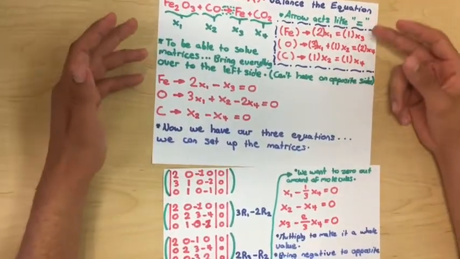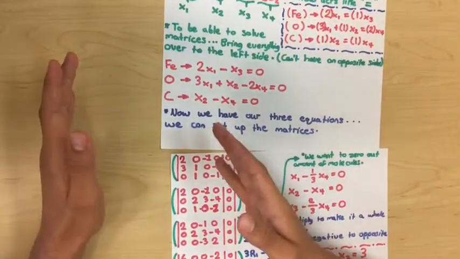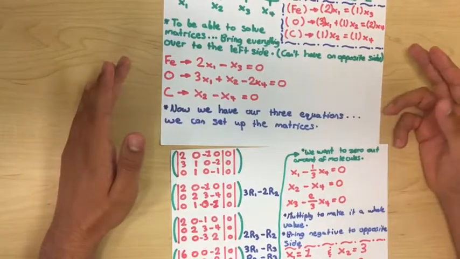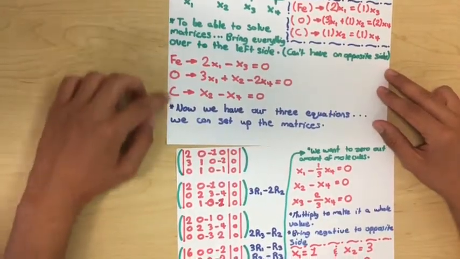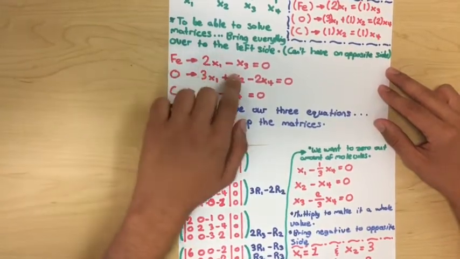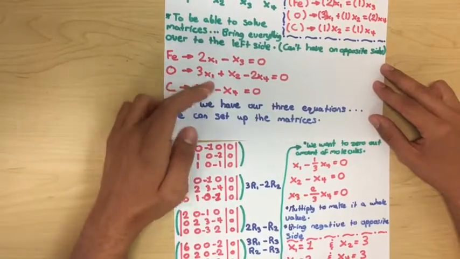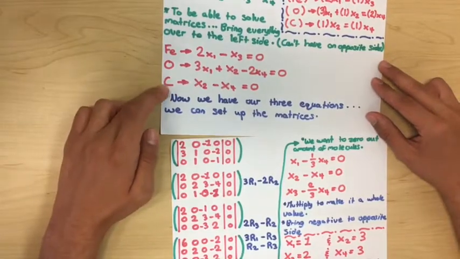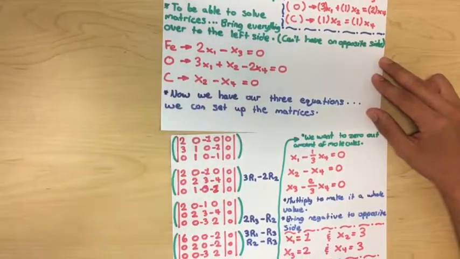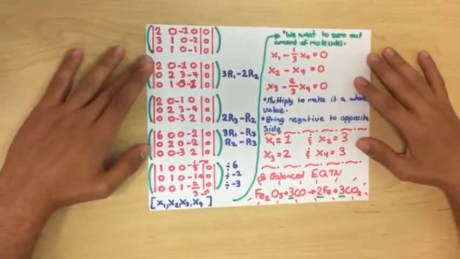And then, to be able to solve with matrices, I brought everything to the left side, because to solve it, I can't have everything on opposite sides. And then I ended up with these 3 equations right here: 2x1 minus x3 equals 0 for iron. For oxygen, 3x1 plus x2 minus 2x4 equals 0, and for carbon, x2 minus x4 equals 0. So now that we have our 3 equations, we can set up our matrices, which is right here.